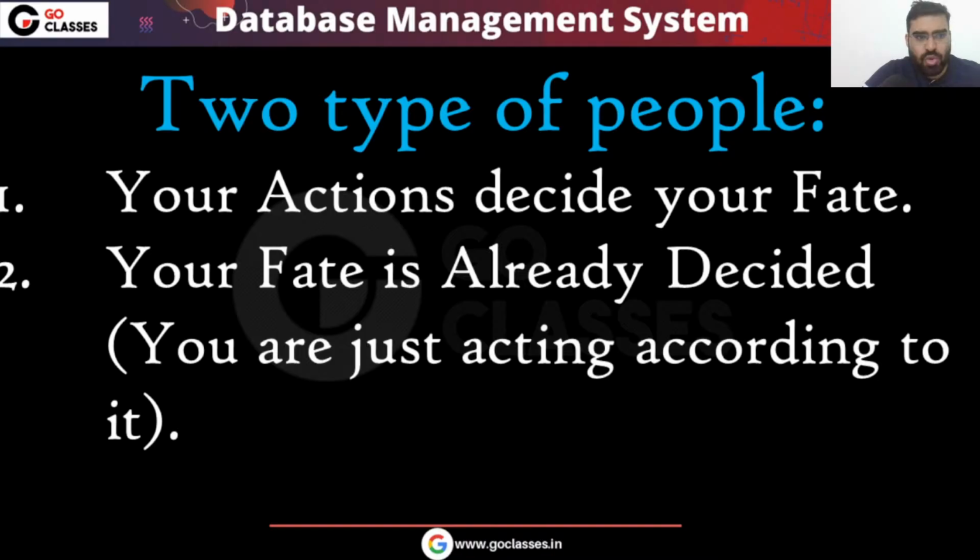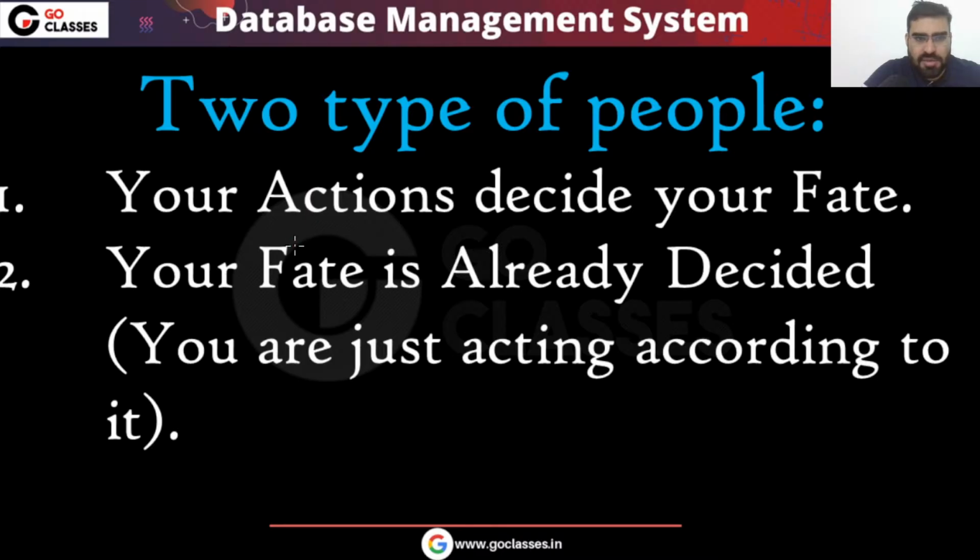You know that there are two types of people. Forget about DBMS, forget about this timestamp protocol. In real life, there are type 1 people who believe that your actions will decide your fate. Yes or no? And there are some people who believe that your fate is already decided. You are just acting according to it. Do you agree that there are two types of people?